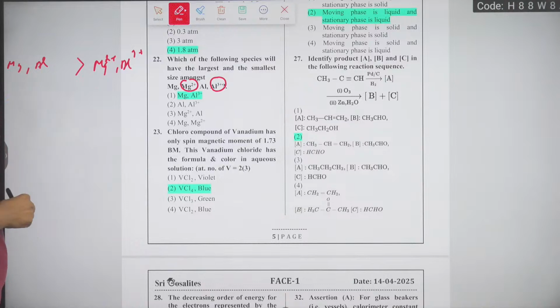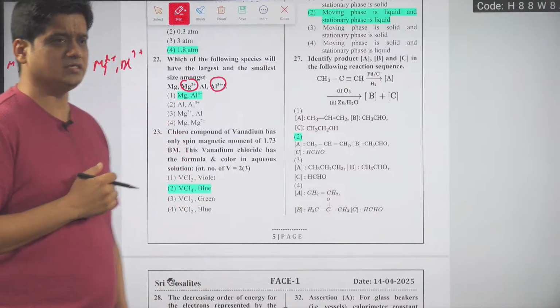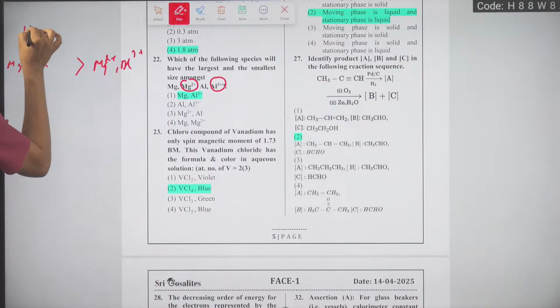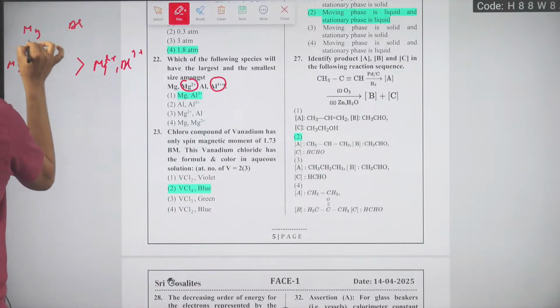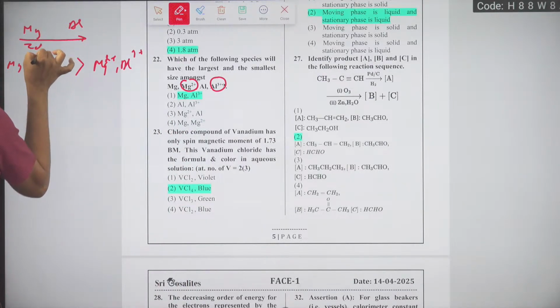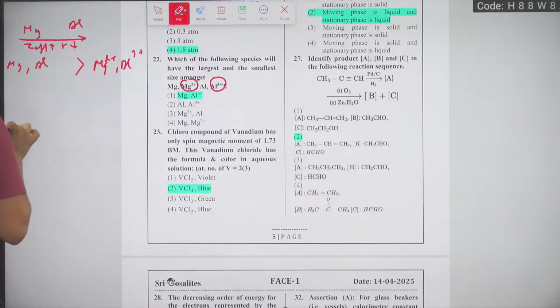Then how to check these two? Knowing that when you're moving left to right in a period, radius is going to decrease. So as you're moving from magnesium to aluminium, Z effective increases and radius decreases. So magnesium is more than aluminium.